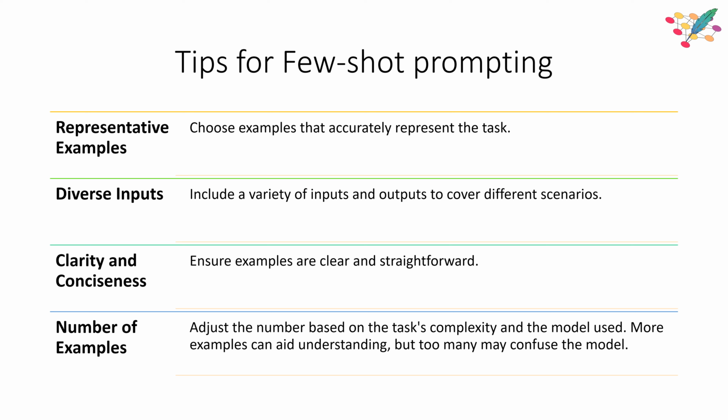The number of examples you need will depend on the task, the model you're using, and the complexity of the examples themselves. While more examples can help the model grasp the task, providing too many can have the opposite effect, leading to confusion. Striking the right balance is key to effective few-shot prompting.